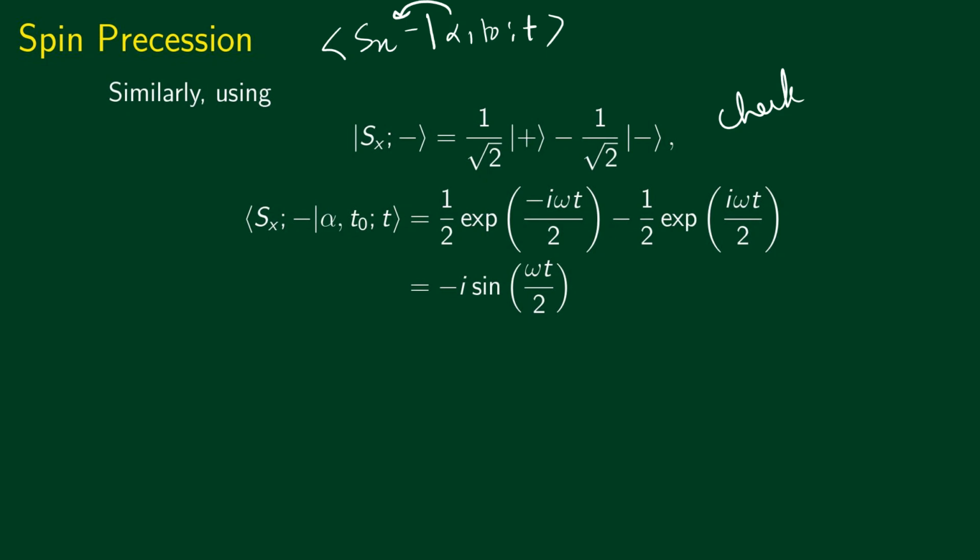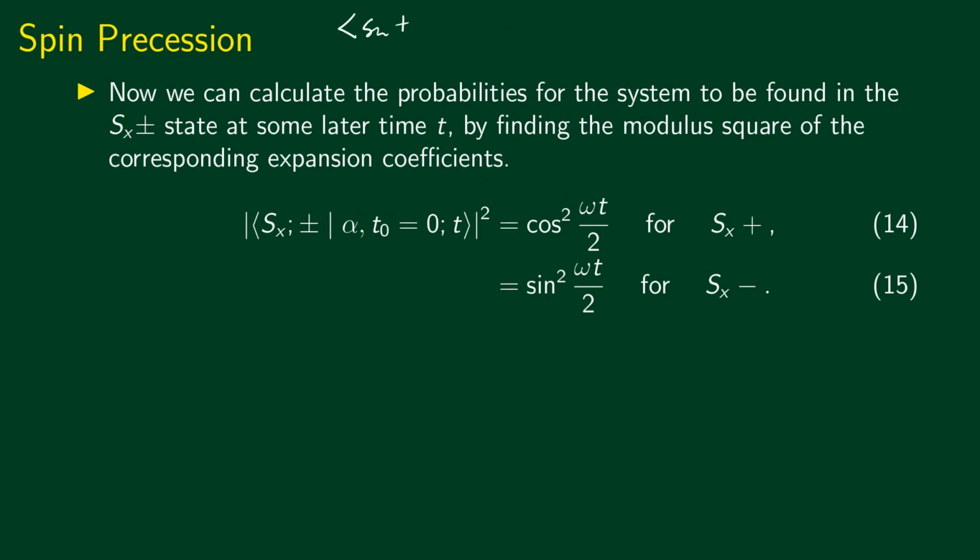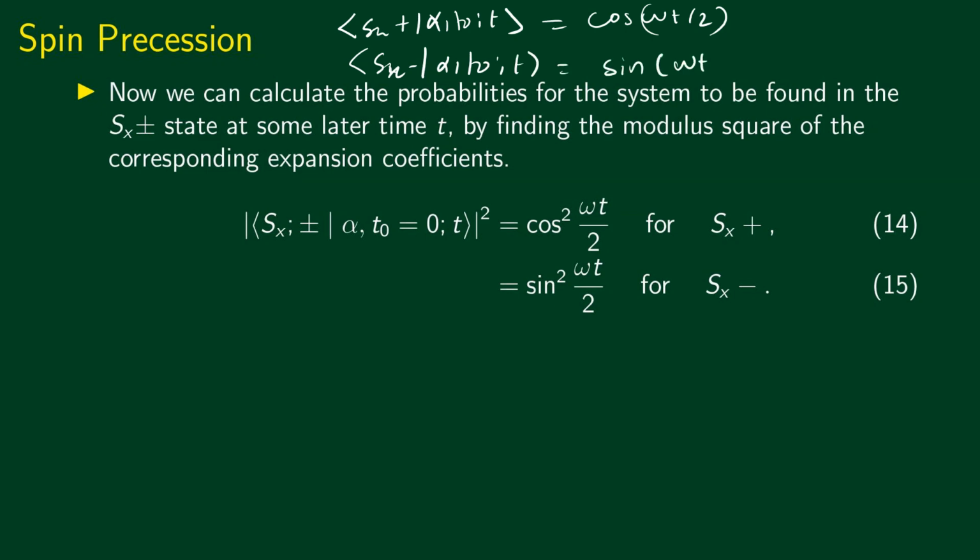Okay. Now if you use the same expansion, you get this probability amplitude as minus i sine omega t divided by 2. Okay. Again, at t equal to 0, you see that the probability amplitude was also 0. Okay. Now we have the probability amplitudes: bra Sx plus ket alpha comma t0 at time t is equal to cos omega t divided by 2. Okay. And bra Sx minus ket alpha comma t0 at time t is equal to sine omega t divided by 2. Okay.